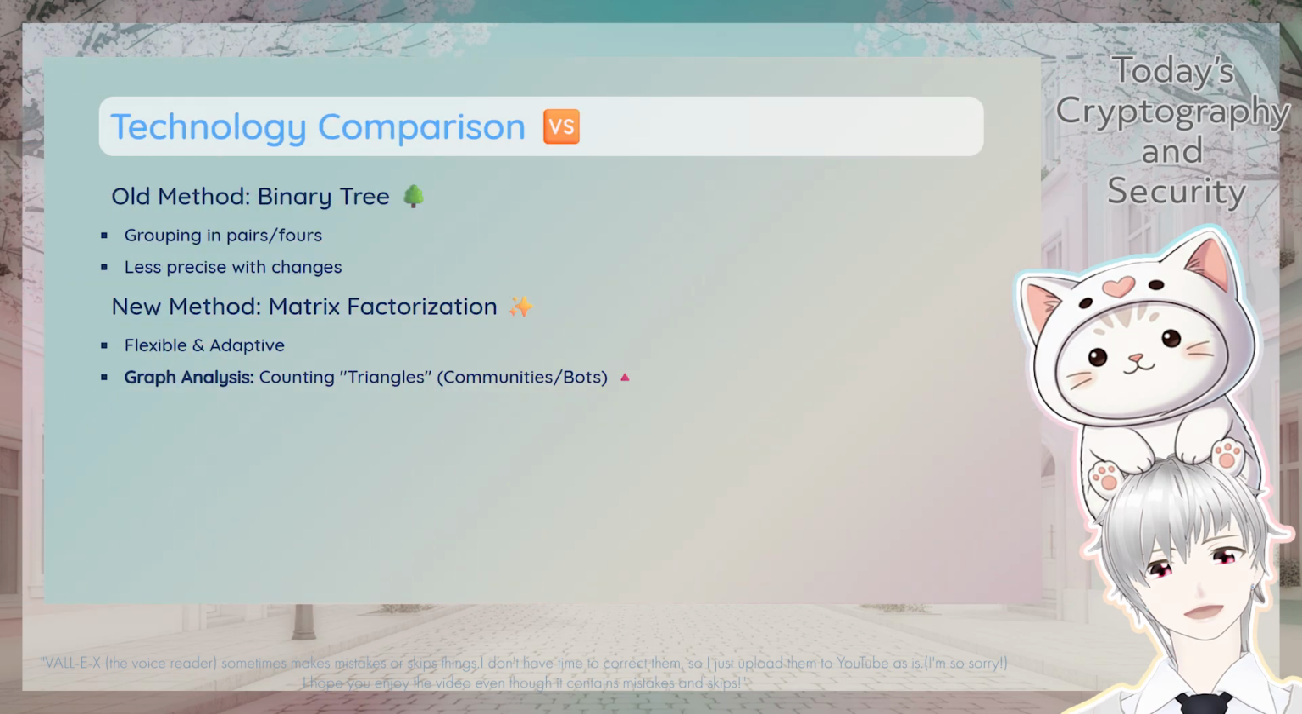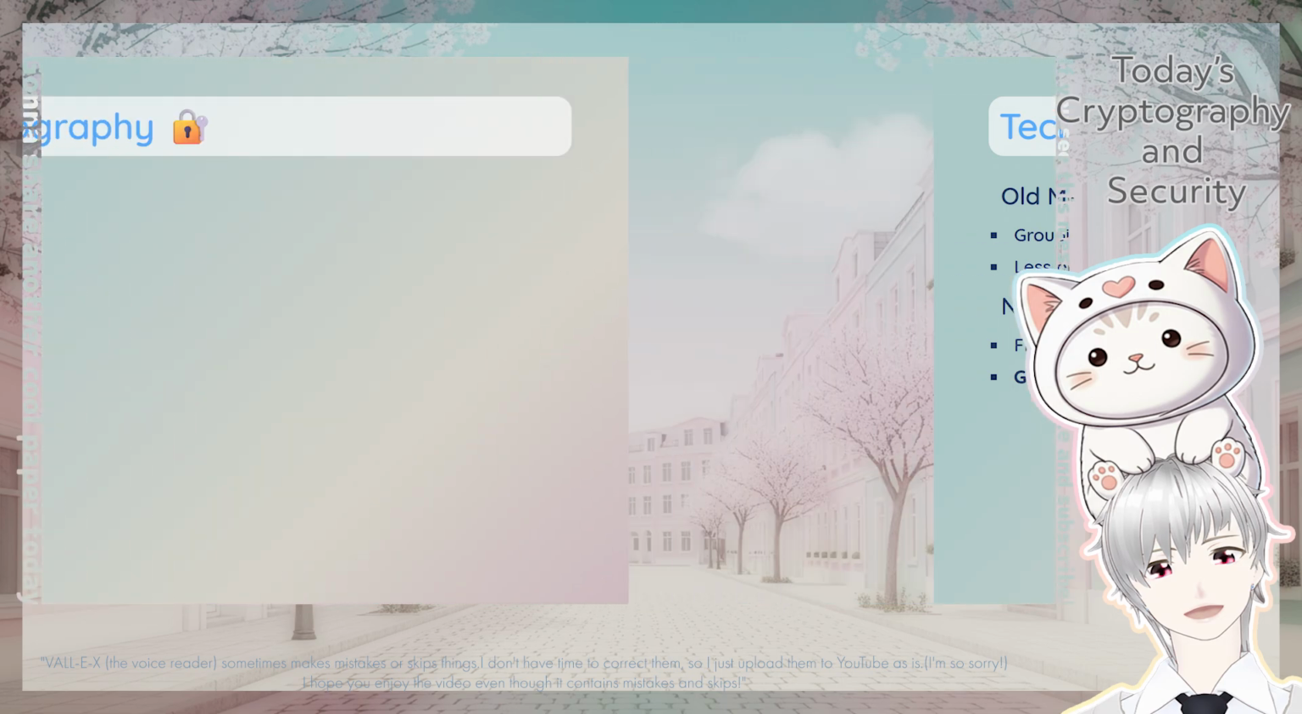Now, let's compare this to other technologies. Before this, people used simple binary tree methods. Imagine counting by grouping things into pairs, then groups of 4, and so on. That works, but it's not very precise when data changes a lot. This new method is like having a super flexible counting system that adapts to the data's shape. It's way more accurate, especially when you need to know things in a social network graph, or when it helps detect communities or spam bots.